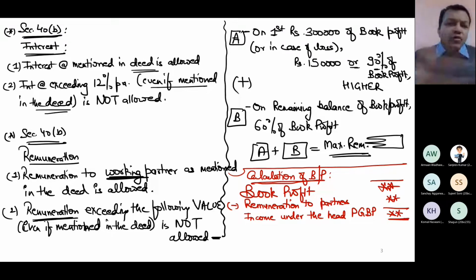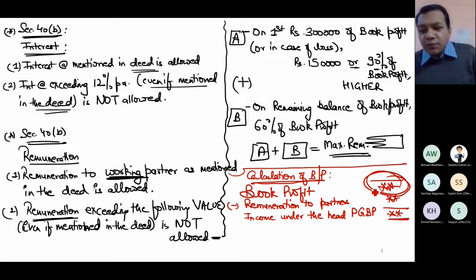So you apply all the provisions of PGBP: add back depreciation, deduct capital gain, add back payments that are excessive or unreasonable, add back the expenses of 43B, whatever you want to do, you do. Just before you are about to reach income under the head PGBP, make sure that remuneration to partners is not yet deducted. All other provisions of PGBP have been applied, and whatever is this figure, that is known as book profit.